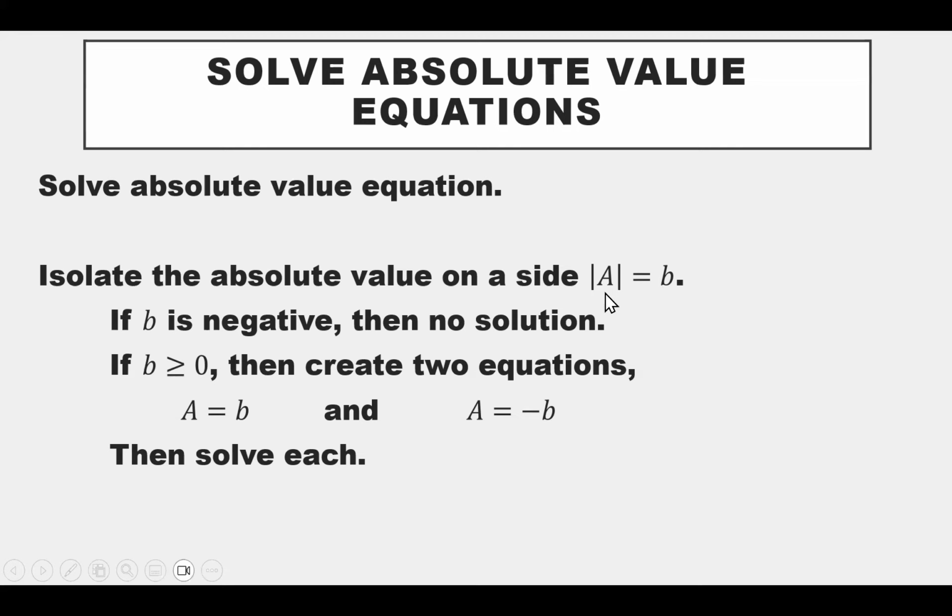On the other hand, if b is positive or equal to 0, let's just say positive. If b is positive, then there's going to be two solutions. We could say that a could have been equal to positive b, or a could have been equal to the opposite of b. This gives us two equations to solve, and therefore we can solve each individually.